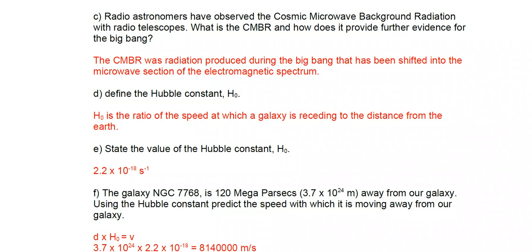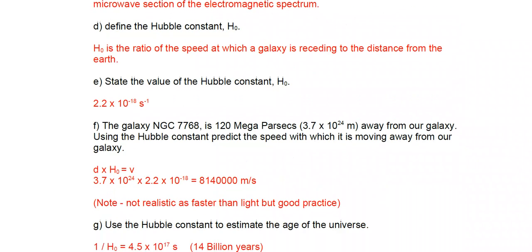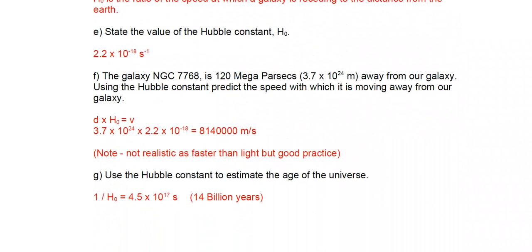D. Define the Hubble constant H0. Well, H0 is the ratio of the speed at which a galaxy is receding to the distance from the Earth. State the value of the Hubble constant. Well, it's 2.2 times 10 to the minus 18 per second. Next, we've got this galaxy NGC 7768, which is 220 megaparsecs, 3.7 times 10 to the 24 meters away from our galaxy. Using the Hubble constant, predict the speed with which it would be moving away from our galaxy.